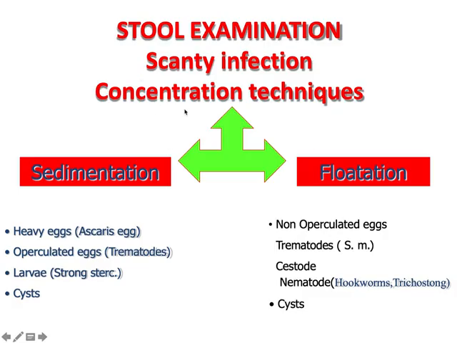Okay. So for the concentrations we have two methods. The first method is called sedimentation and the second one is called floating. With sedimentation we can see the heavy eggs like Ascaris lumbricoides eggs, and we can see the trematodes, and we can see the larvae and cysts. This is for the sedimentation procedure. But for the floating procedure, we cannot see the trematode eggs, nor the cestodes and nematodes, but we can see the cysts only.